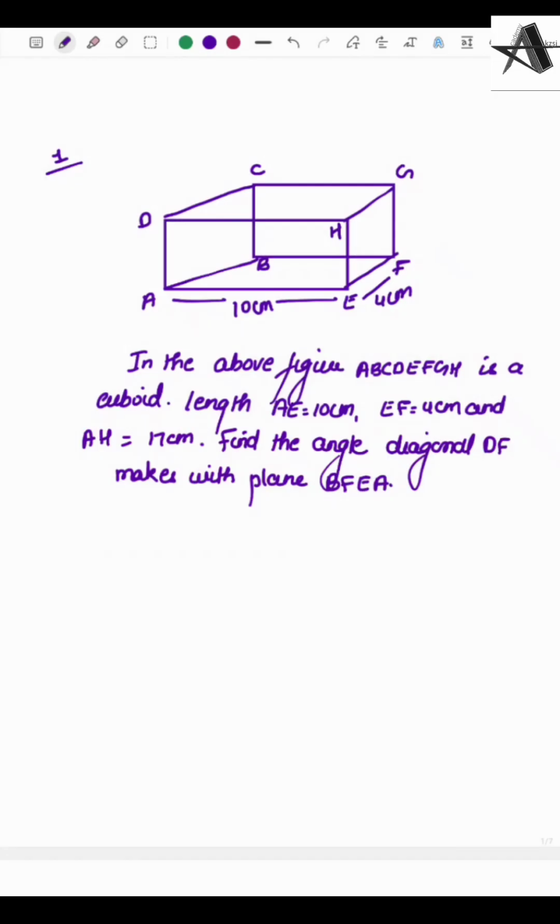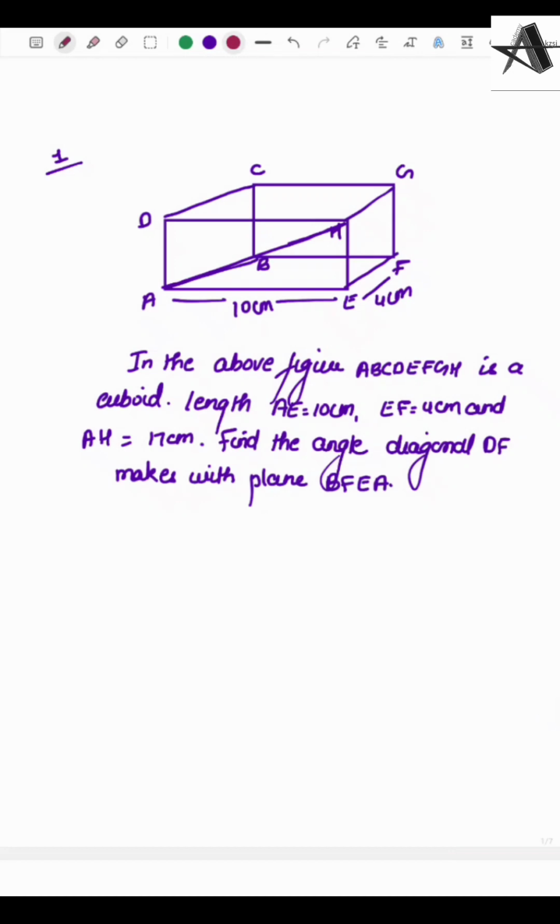Let me start with question number 1. Here we can clearly see this is a cuboid. Length AE is 10 centimeters, as given on the figure. EF is 4 centimeters and AH is 17 centimeters. AH means the diagonal of this one. Find the angle the diagonal DF makes with plane BEAF.